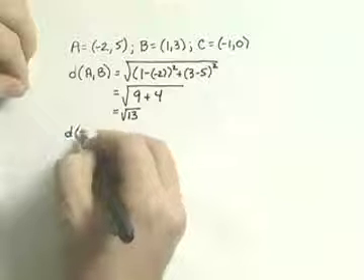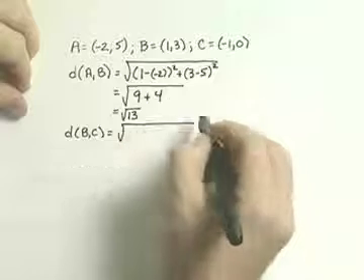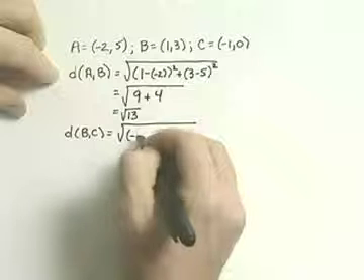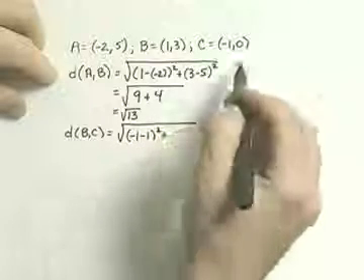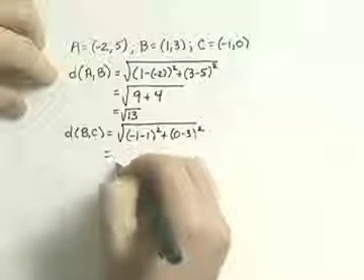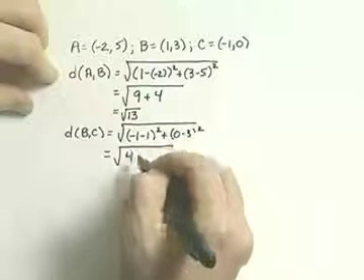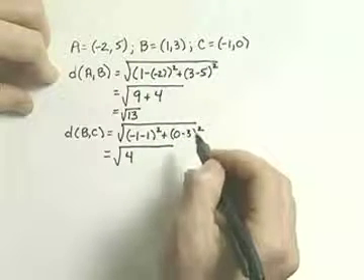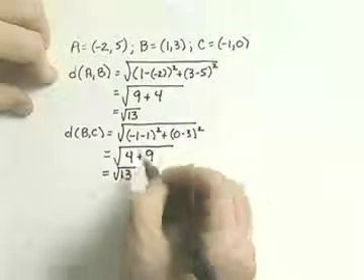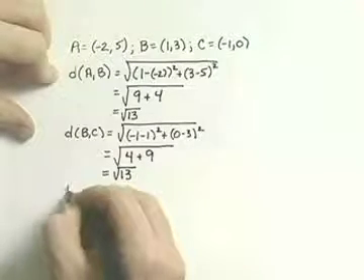Next, we find the distance from B to C. To find the distance from B to C, that's going to be -1 minus 1 quantity squared plus 0 minus 3 quantity squared. -1 minus 1 is -2. -2 squared is 4. 0 minus 3 is -3. -3 squared is 9. 4 plus 9 is 13. So the distance from B to C is the square root of 13.